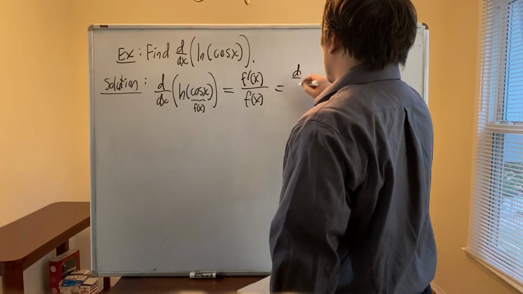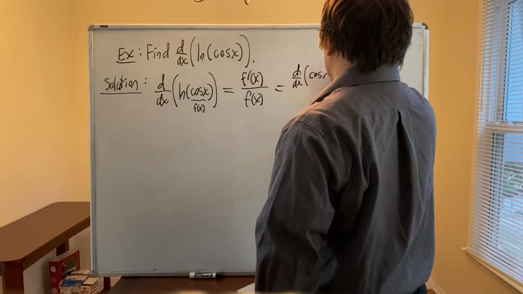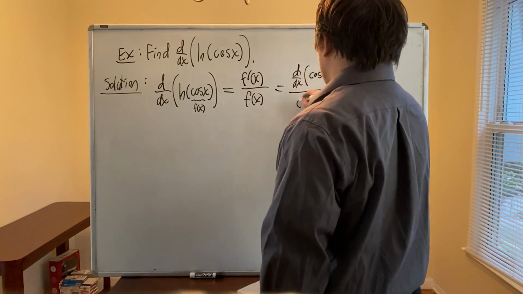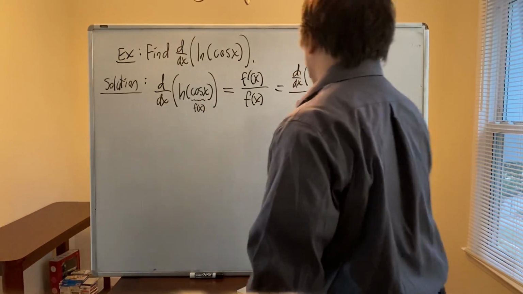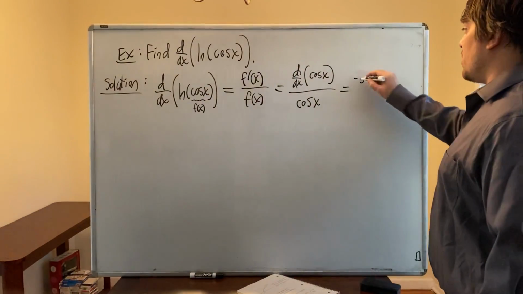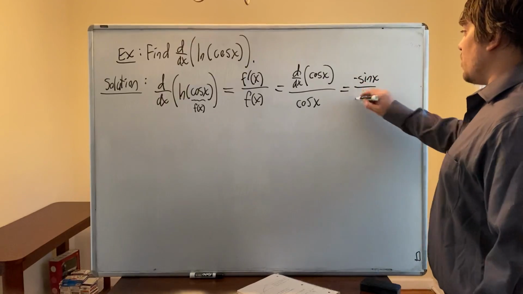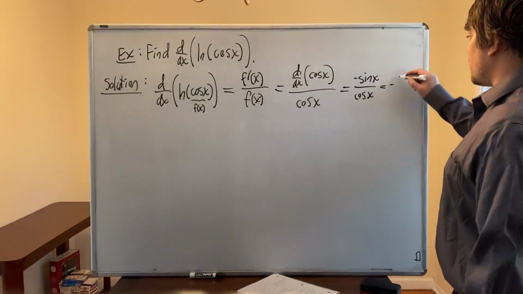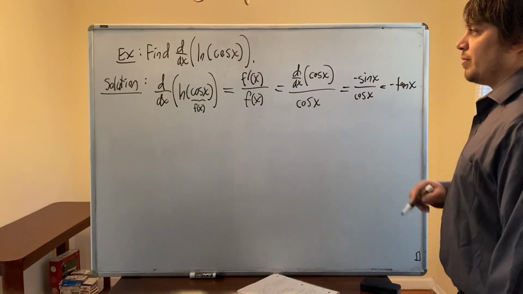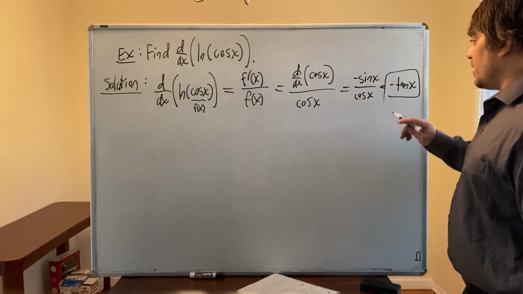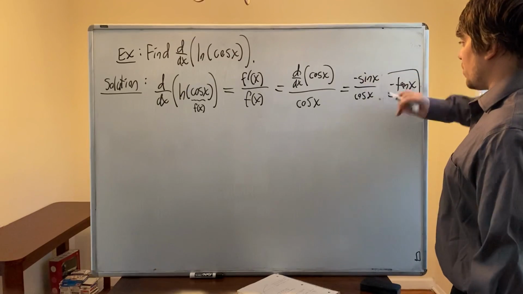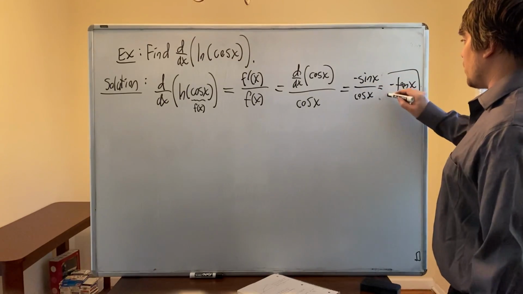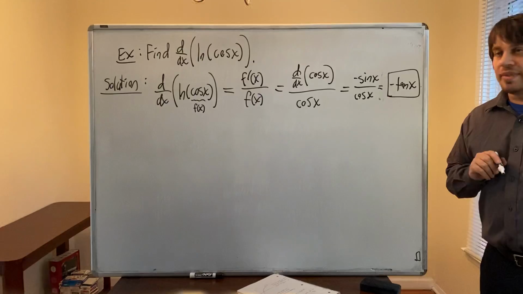That means it's equal to the derivative d/dx of cosine x divided by cosine x. Cosine x is f of x, and the derivative of cosine x is negative sine x, over cosine x. So negative sine x over cosine x is negative tan x, because tan x is sine x over cosine x. And so that's the answer.